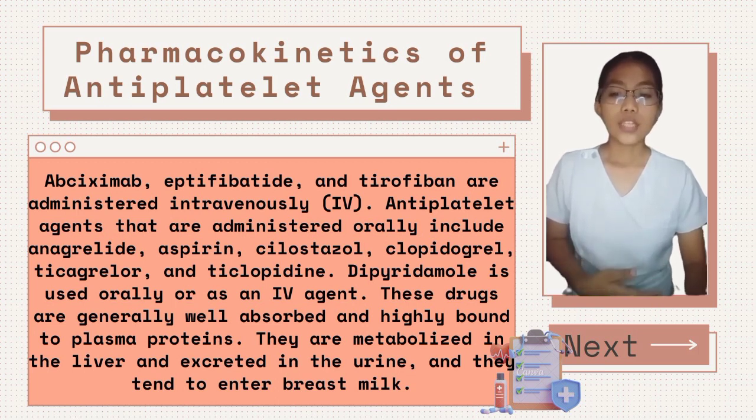These drugs are generally well absorbed and highly bound to plasma proteins. They are metabolized in the liver and excreted in the urine, and they tend to enter breast milk.